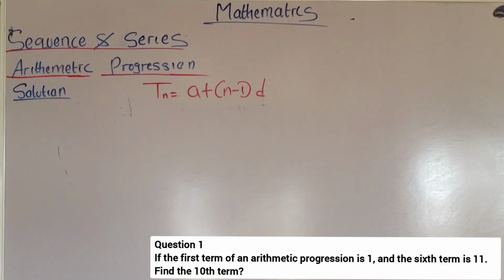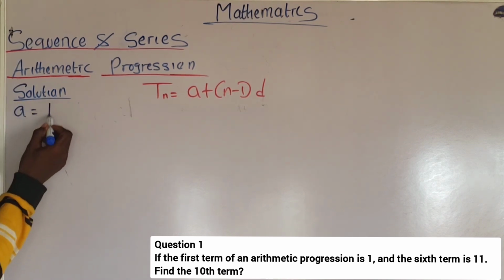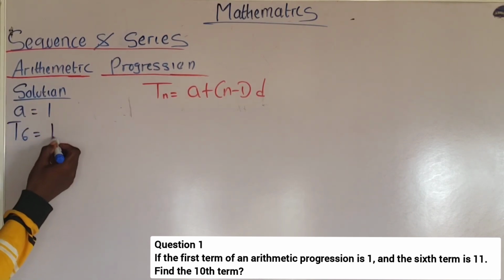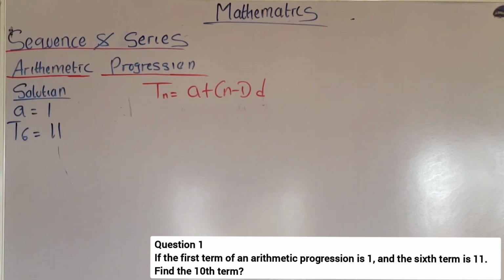If the first term of an arithmetic progression is 1, the first term, A, equals 1, and the sixth term is 11, the sixth term, which is T6, equals 11. I'm very sure you are part of our previous class, so I told you that there are some important letters in arithmetic progression, and one of them is A. A signifies the first term. That's why I represent the first term as A, and A equals 1 from the question.